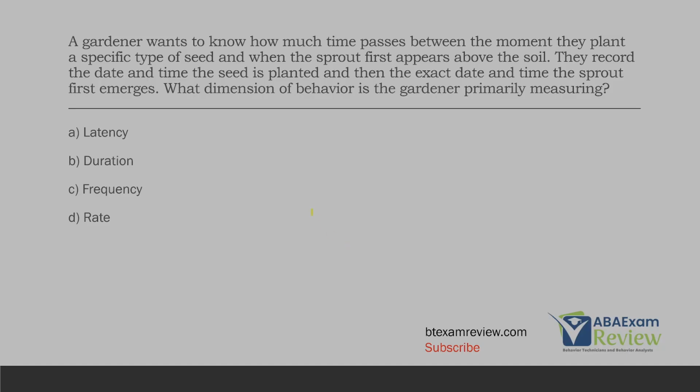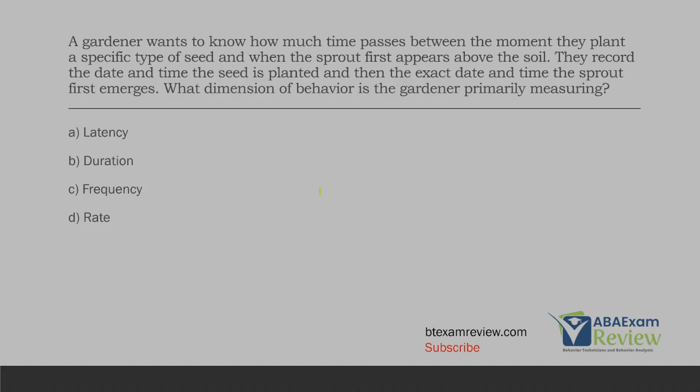A gardener wants to know how much time passes between the moment they plant a specific type of seed and when the sprout first appears above the soil. They record the date and time the seed is planted and then the exact date and time the sprout first emerges. What dimension of behavior is the gardener primarily measuring?